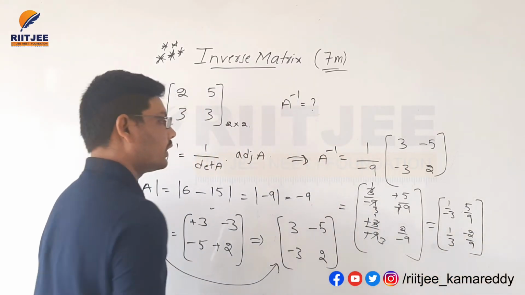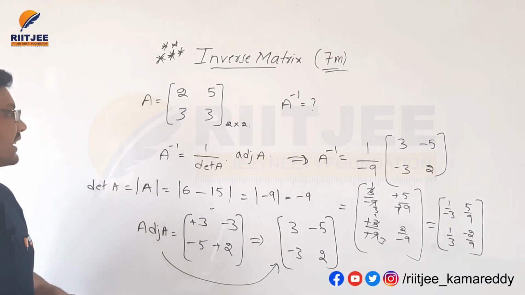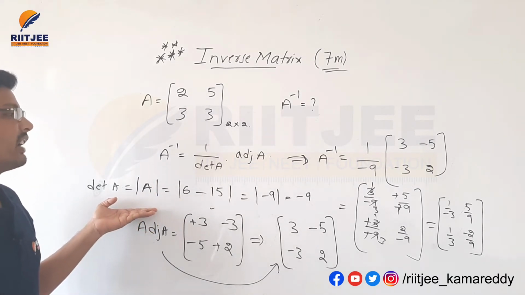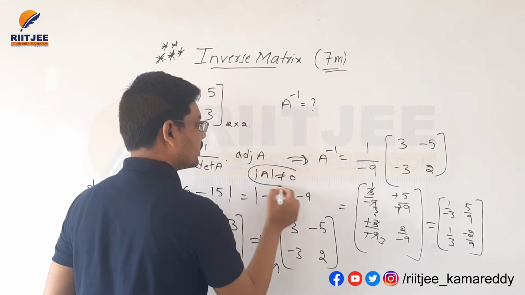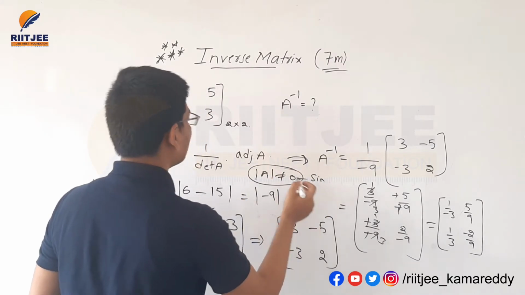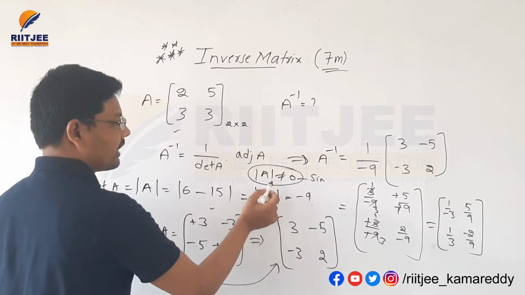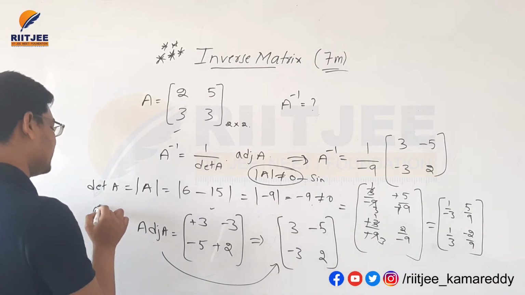This is all about A inverse of a 2 by 2 matrix here. Let us see once again. If you want to find A inverse, first the modulus value should not be equal to 0. Modulus A does not equal 0. It should be non-singular and it should be a square matrix. Here we got modulus value not equal to 0, so A inverse exists here.